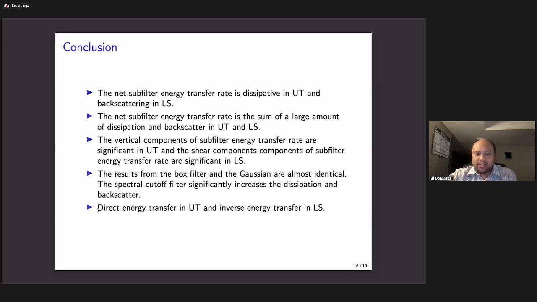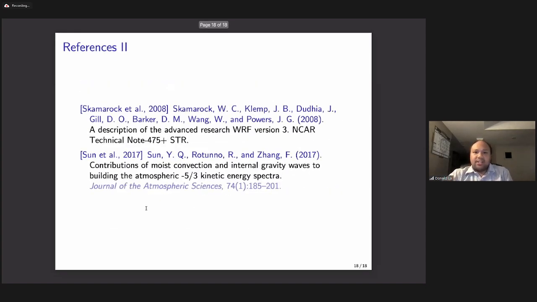And then we could see that there is direct energy transfer in the upper troposphere and inverse energy transfer in the lower stratosphere. And for that, this is the end of my presentation. Thank you.